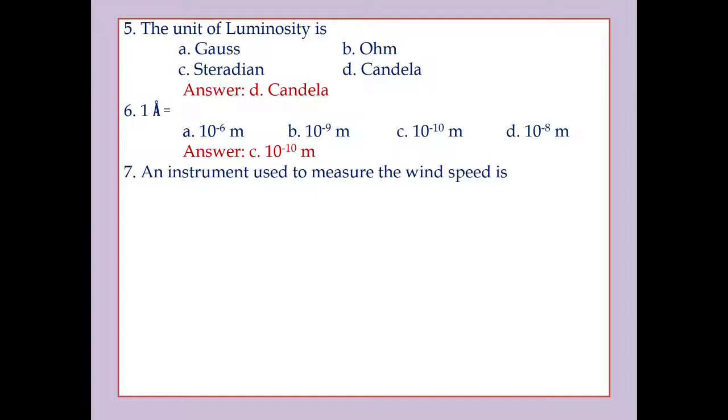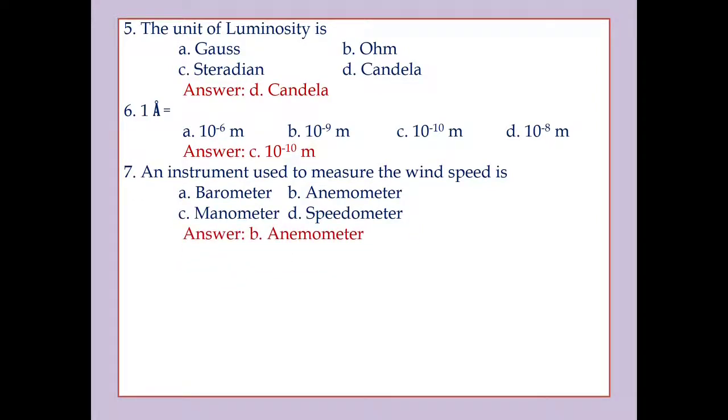An instrument used to measure the wind speed is anemometer. This anemometer helps to note down the wind speed, especially during cyclones.